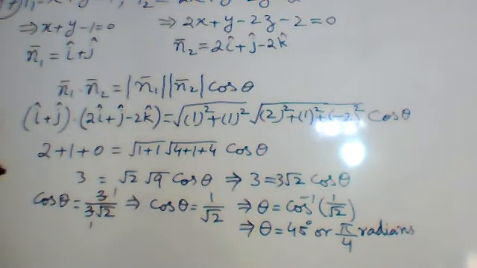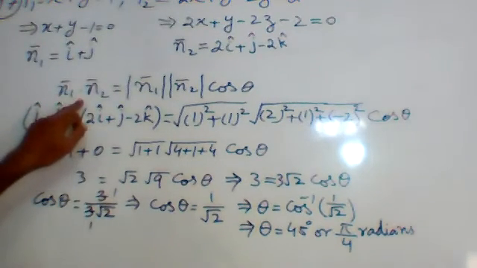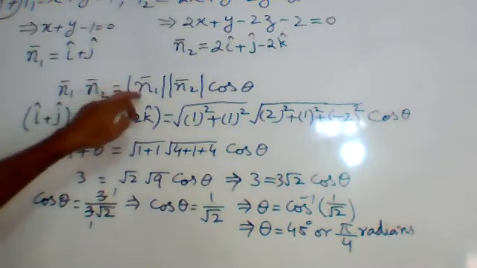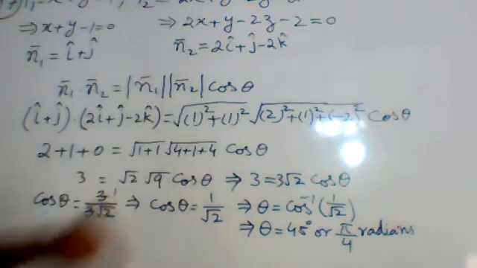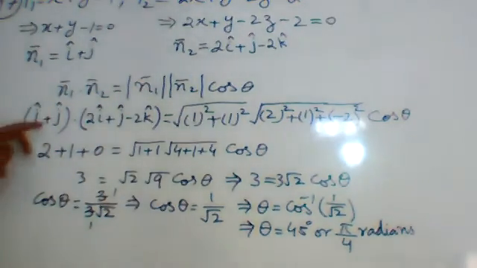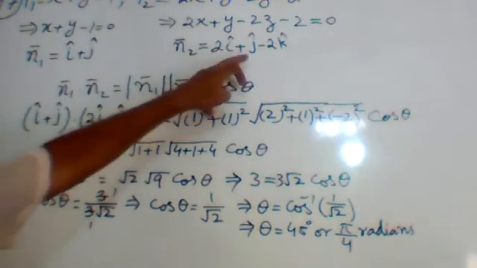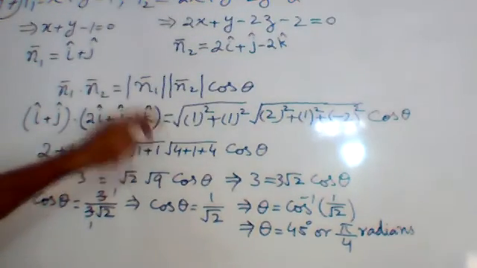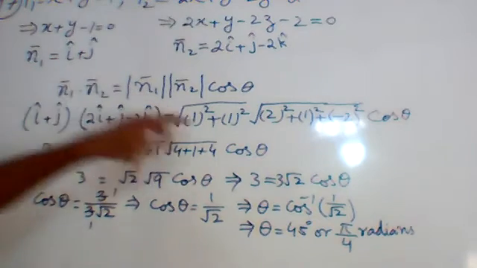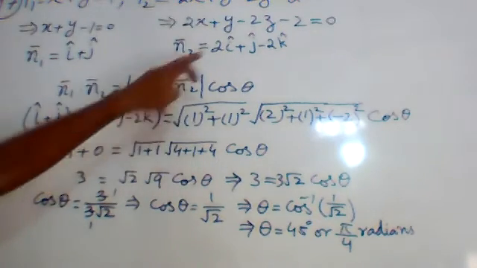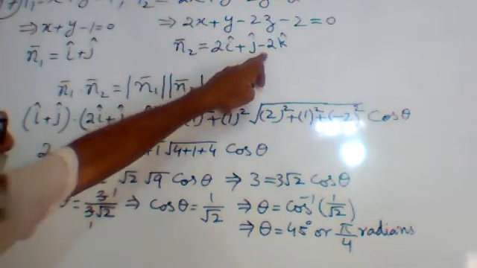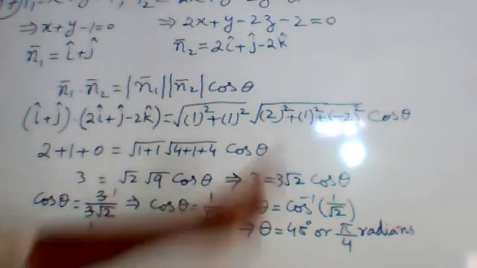In this way, we will find the angle in between the two planes. First of all, for each plane, we will find n1 and n2, their normal vectors. Then we take the dot product of these normal vectors. n1 dot n2 is equal to mod n1 into mod n2 into cos of theta. So n1 is i plus j, n2 is 2i plus j minus 2k, equal to mod n1, 1 square plus 1 square whole under root, mod n2, 2 square plus 1 square plus minus 2 square, into cos of theta.